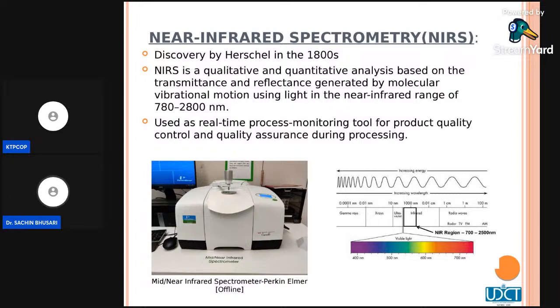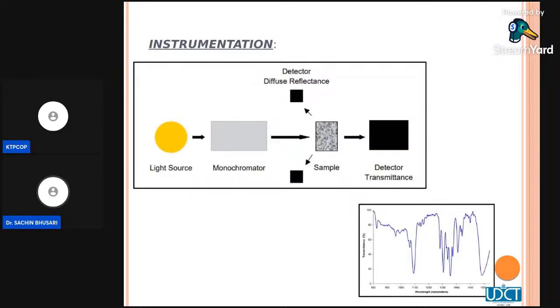Handheld devices. How? Yes, I am going to show you. So this is the instrumentation. You can see light source, monochromators, and samples. It acts on reflectance and transmittance. So the graph, the output of near IR, will look like this: wavelength versus transmittance. You can see this graph pattern.